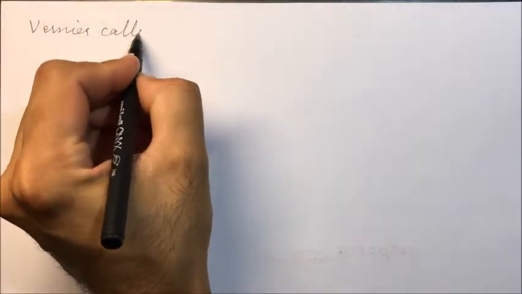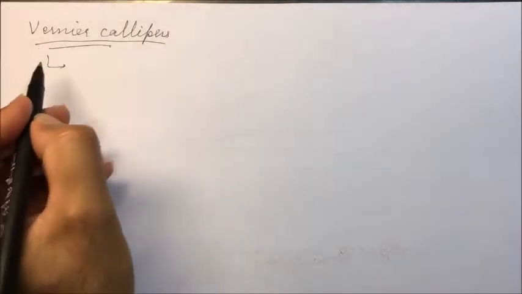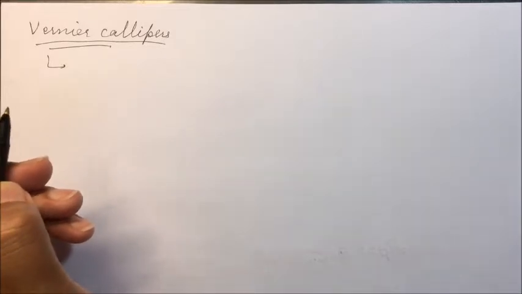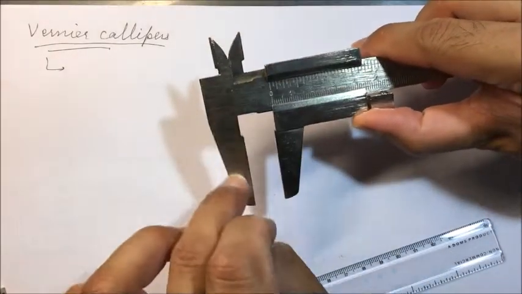Hello, we have been discussing vernier calipers. In this part we'll discuss a little bit about their parts, then we will again discuss the least count of the vernier calipers, and then we'll move to zero error in vernier calipers. As you can see in vernier calipers, there is the main scale.